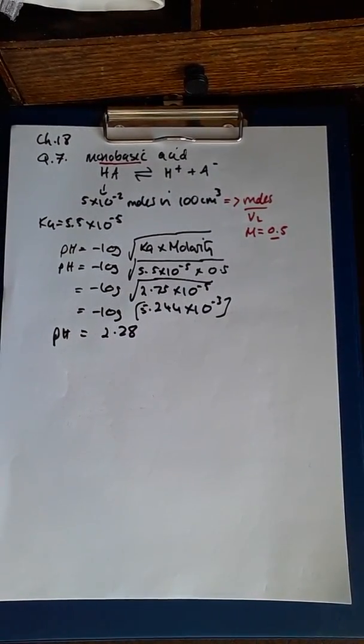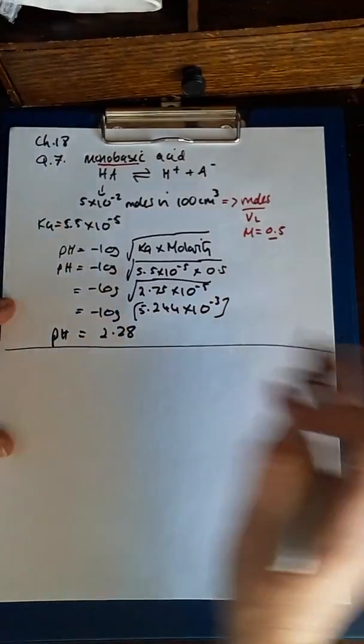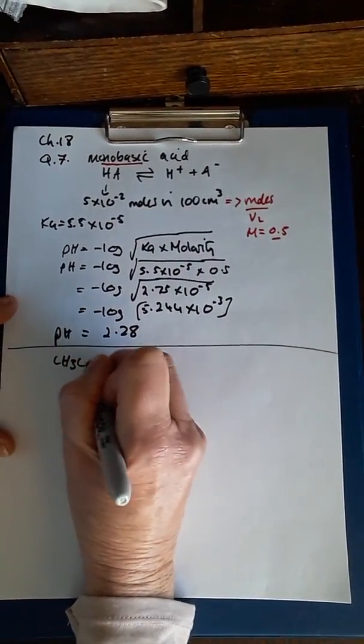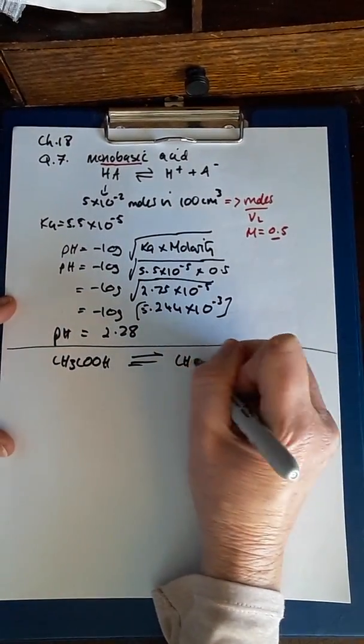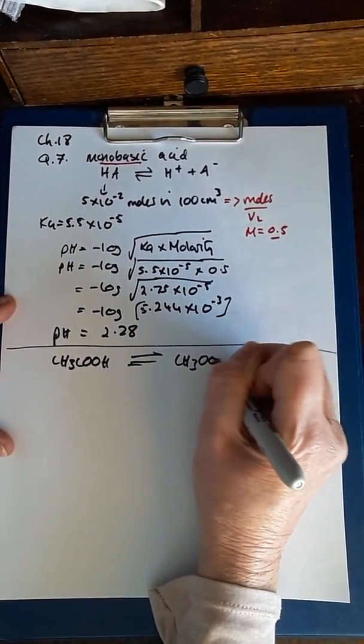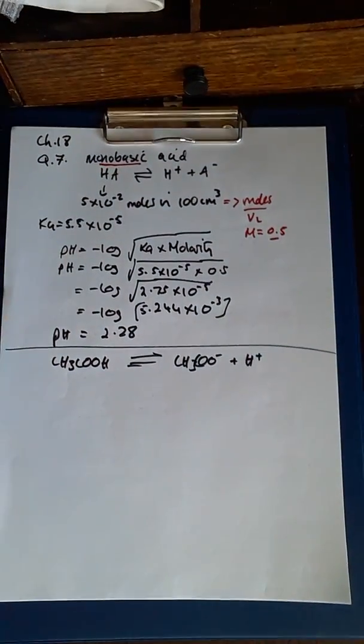Now I'm going to jump down to number 9. Number 9 says the pH of a 1 molar solution of ethanoic acid is 2.37. So this time I know the pH, it's ethanoic acid, so it's CH3COOH. Again, that is a weak acid, so it's not going to fully dissociate in solution. CH3COO minus plus H pluses.